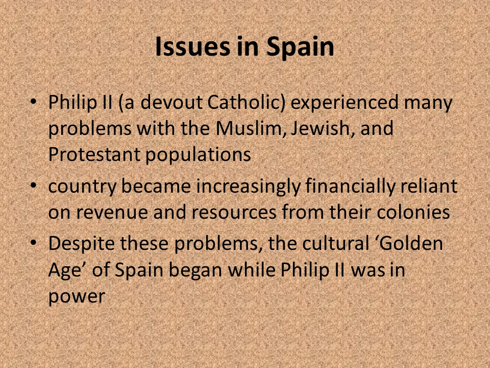Some social issues in Spain at the time had to do with religion. Philip II was a devout Catholic, and he experienced many problems with the Muslim, Jewish, and Protestant populations in Spain, and there was a lot of religious conflict during this time. Also, the country stopped making money really for itself and started to rely on its colonies for money and products. Despite these problems, the cultural golden age of Spain began while Philip was in power. So this was a time when a lot of books and art and other works were being made in Spain.